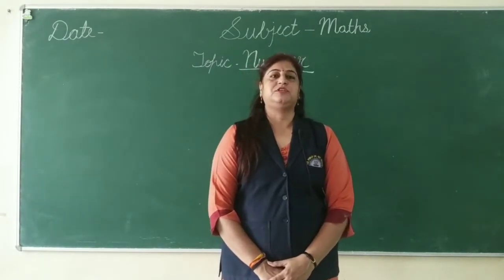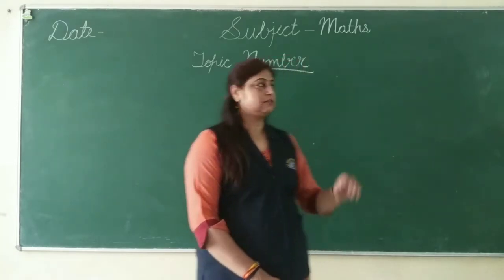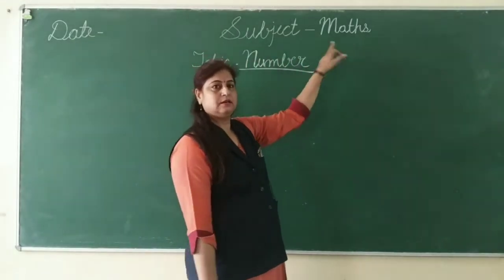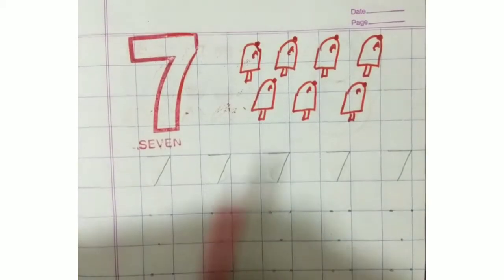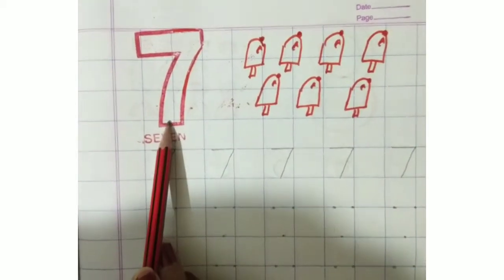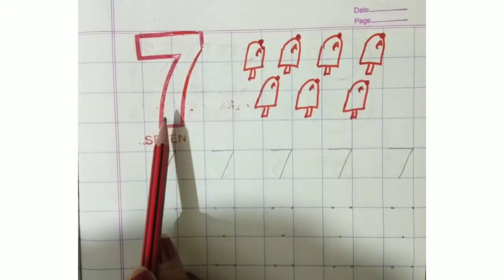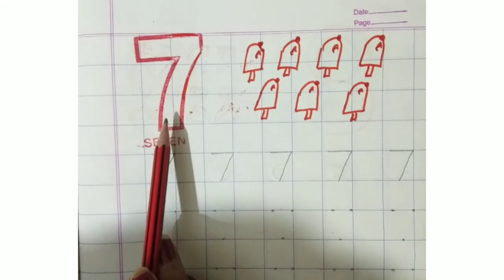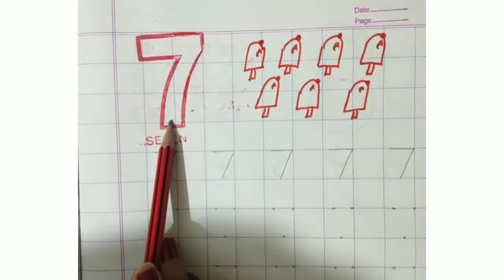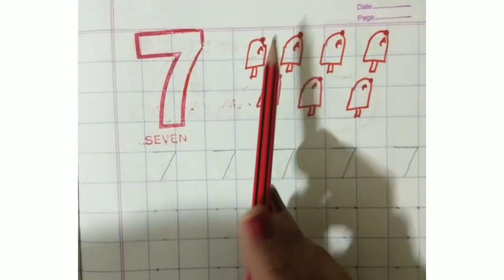Today I am going to teach you subject, maths, topic, number. So children, which number is this? Number 7. Number 7. Let's count pictures.